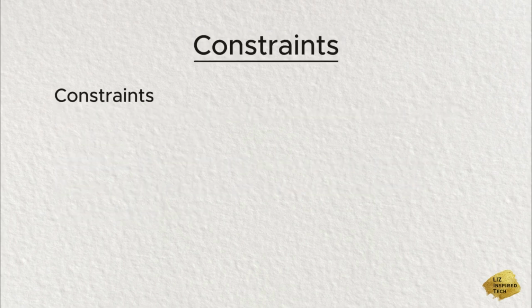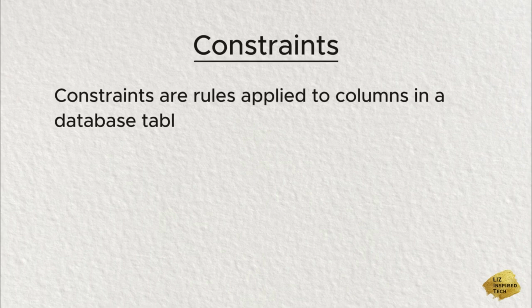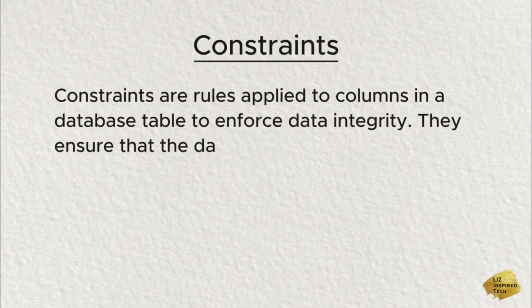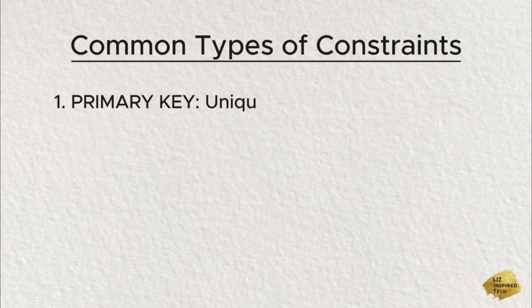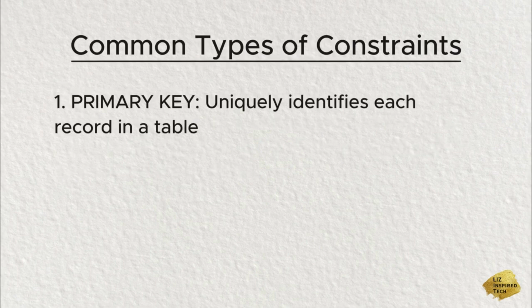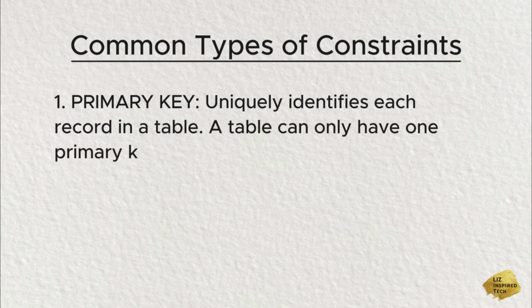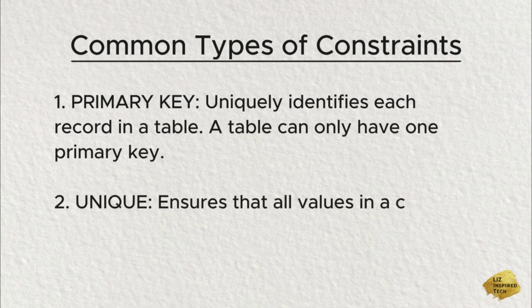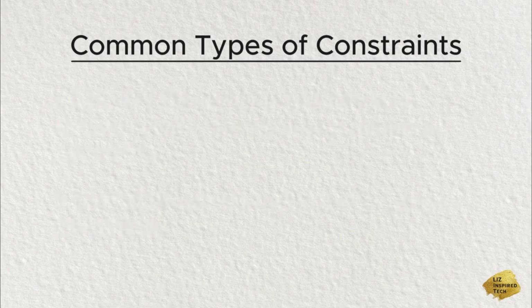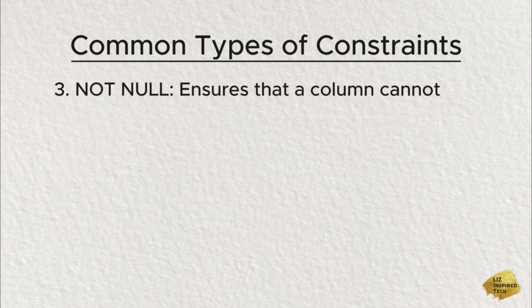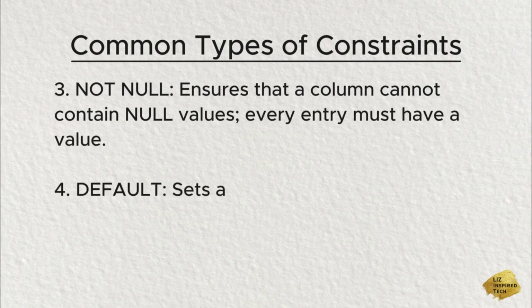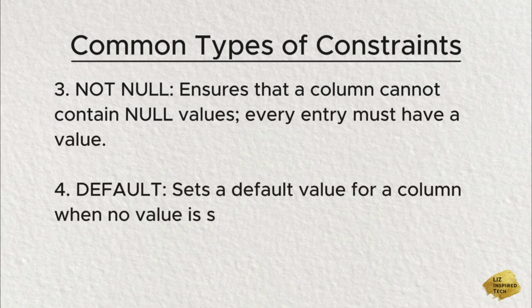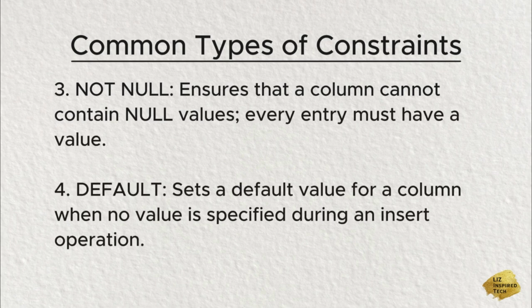Constraints. Constraints are rules applied to columns in a database table to enforce data integrity. They ensure that the data entered into the database is accurate and reliable. Common types of constraints. Primary key. It uniquely identifies each record in a table. A table can only have one primary key. Unique. It ensures that all values in a column are different. Not null. It ensures that a column cannot contain null values. Every entry must have a value. Default. It sets a default value for a column when no value is specified during an insert operation.